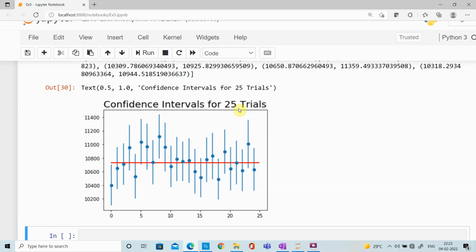So I think you have got an idea of how to calculate your sample mean for various sample sizes, and how you can ensure your population mean will lie within the confidence interval by calculating the confidence interval using the formulas. Thank you.